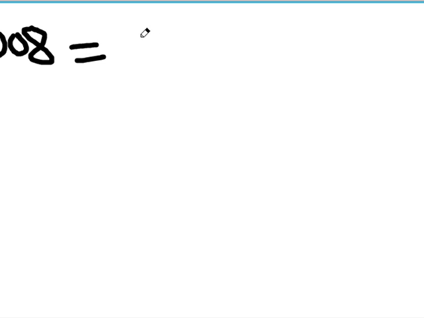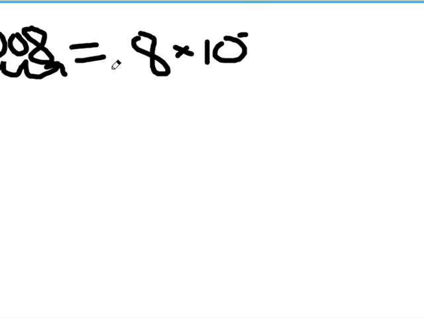Okay, so first we put the 8, since there's an 8 here, times 10, and since this number is less than 1, this would be a negative here, because 0.008 is obviously less than 1. Okay, let's see how many places that decimal has to move in order to get to the front of 8. 1, 2, 3. 3 spaces. So this is a 3.